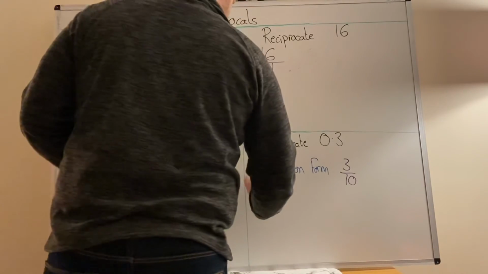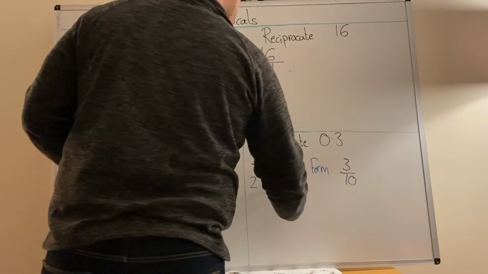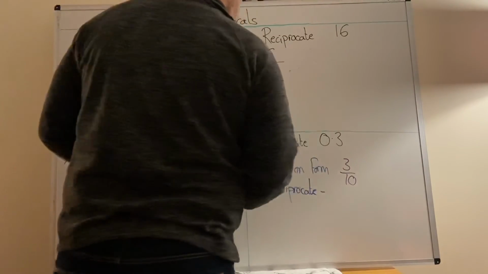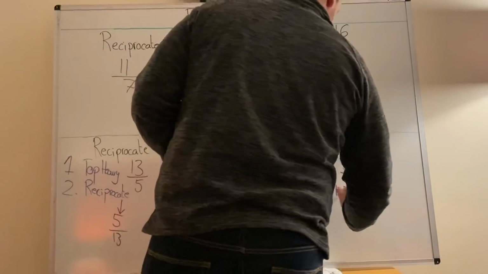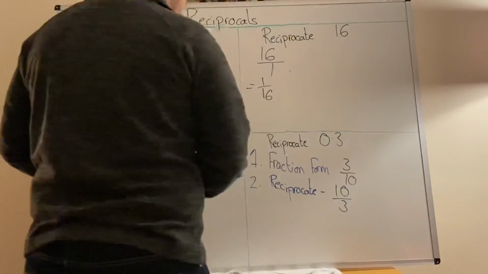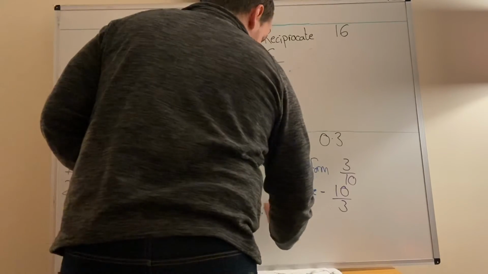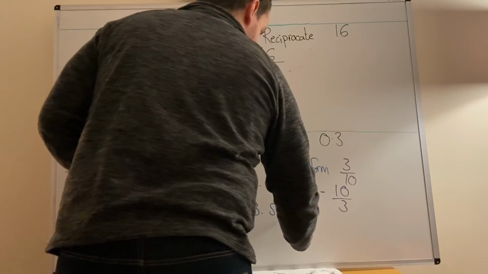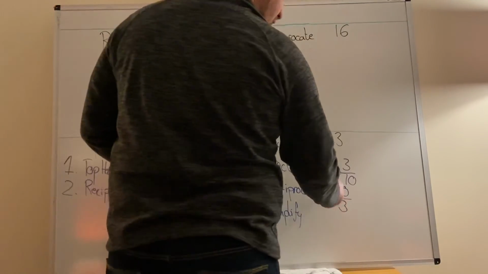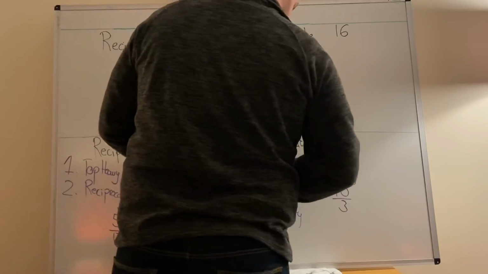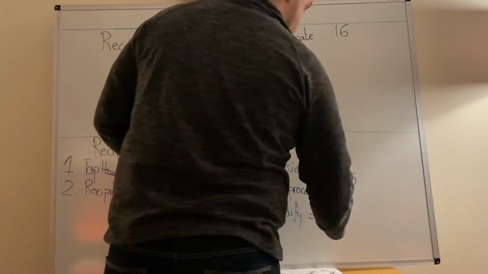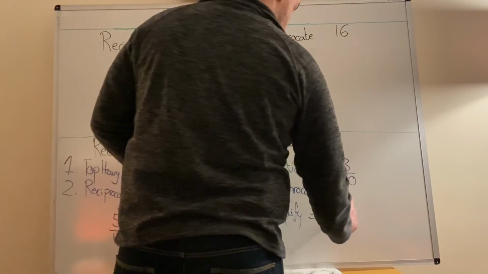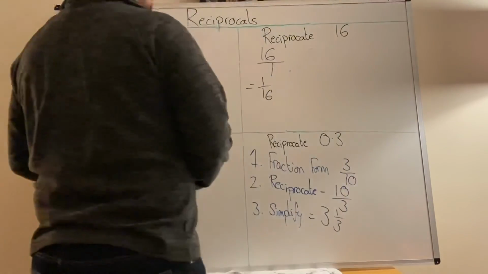Step 2 then is reciprocate. So we end up with 10 over 3. Step 3 then, because we can't leave it like that, is to simplify. How many 3s go into 10? Would be 3. How many have we got left over? Well, 3 times 3 is 9. We need 10. It's 3 and a third.